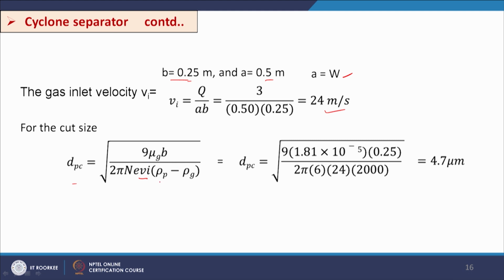All other values are given, V I is calculated, we put it here and we get the value of dpc equal to 4.7 micrometer.